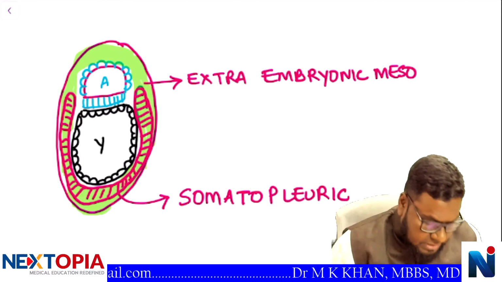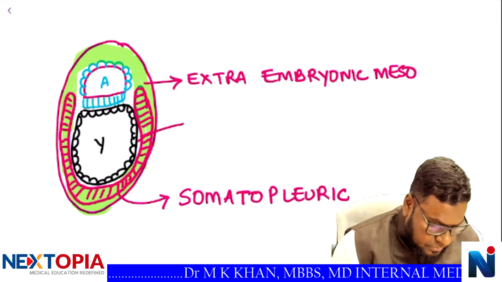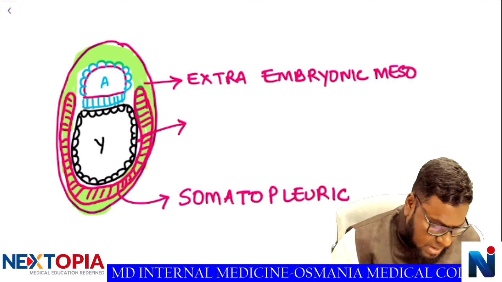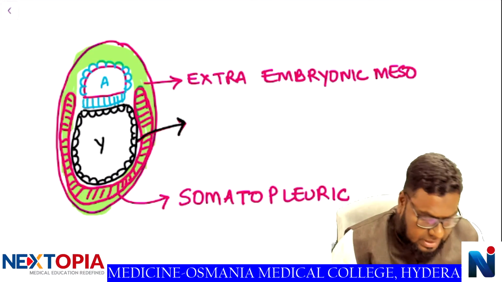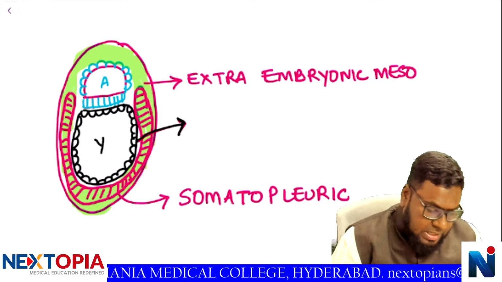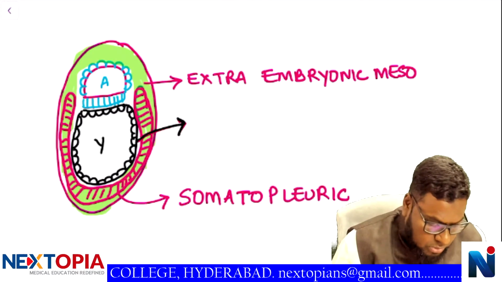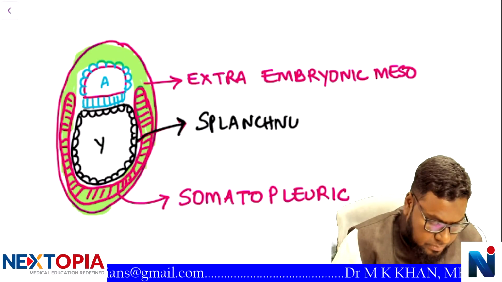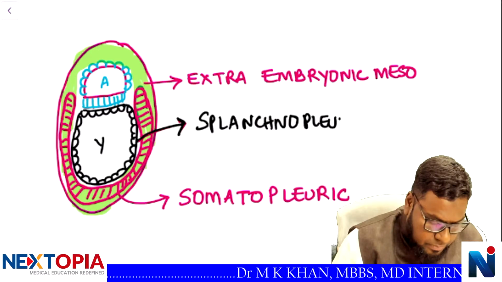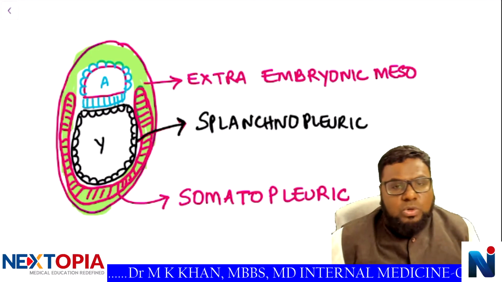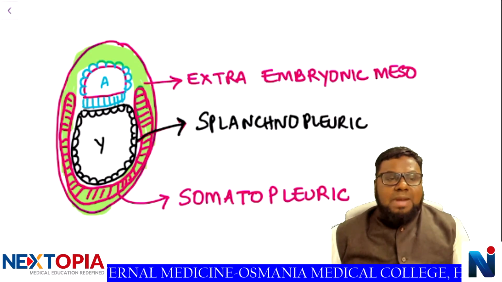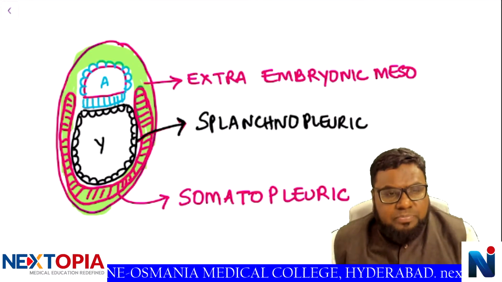and the layer which is attached to the endoderm here, see this black color endoderm, the layer attached to it you are calling the splanchnopleuric extra embryonic mesoderm. So we have the somatopleuric and the splanchnopleuric extra embryonic mesoderm.